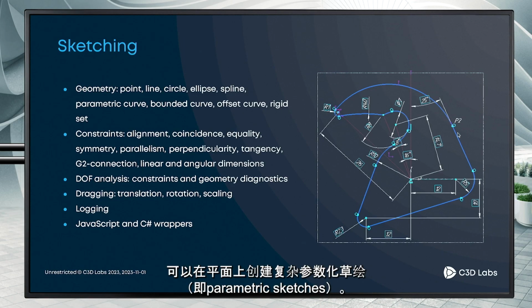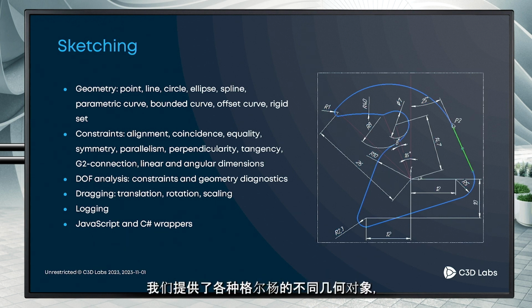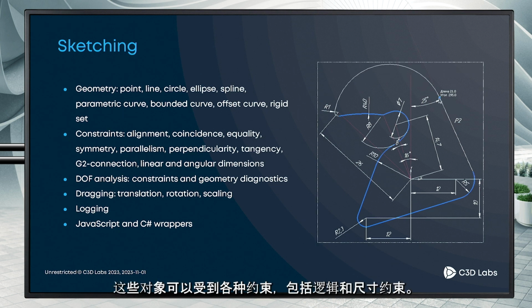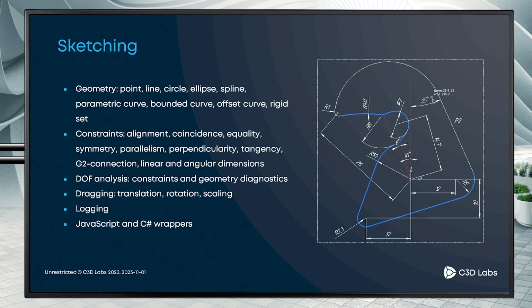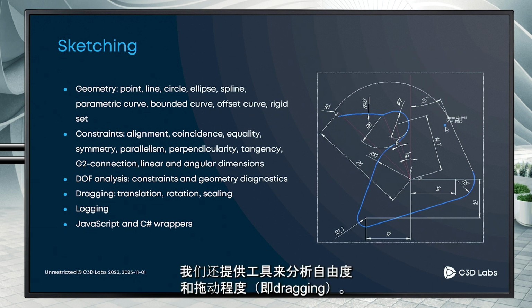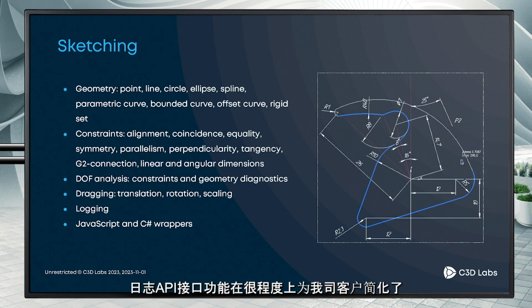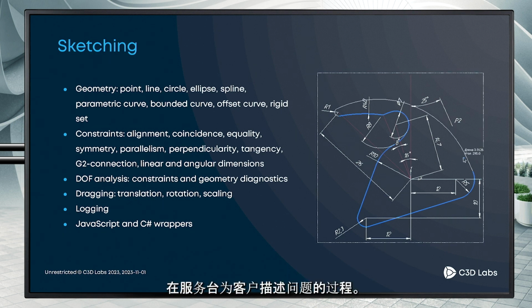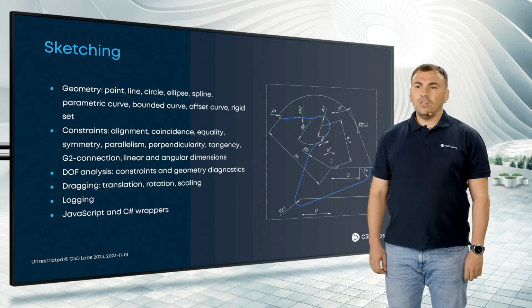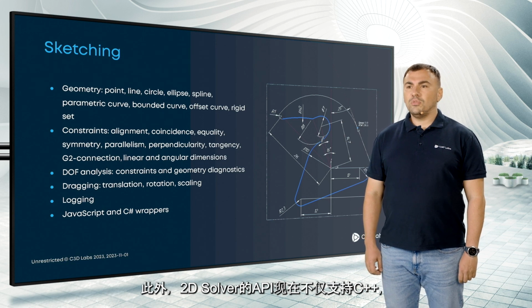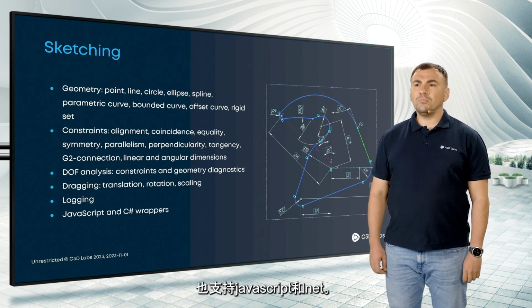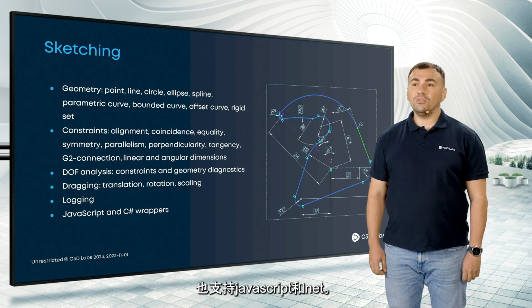It allows you to create complex parametric sketches in the plane. For this purpose, we provide a large number of different geometric objects that could be bound by various constraints, both logical and dimensional. We also provide tools for analyzing degrees of freedom and dragging. The ability to log API calls greatly simplifies the process of describing problems in the service desk for our customers. In addition, the API of the two-dimensional solver is available not only in C++, but also in JavaScript and .NET platforms.